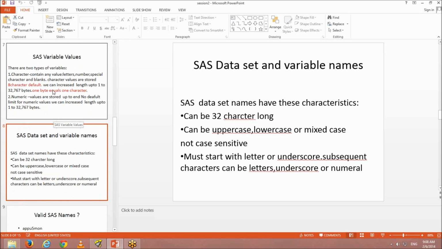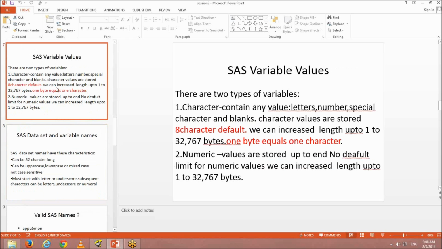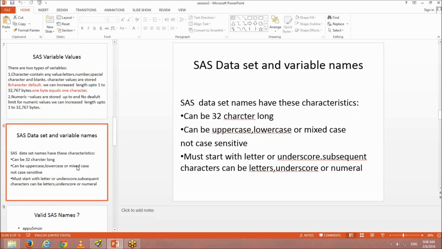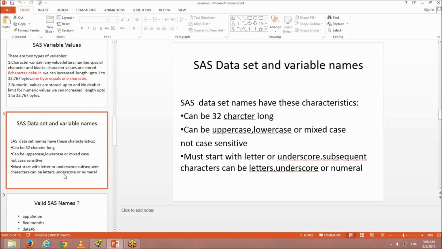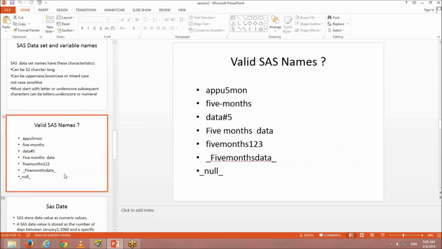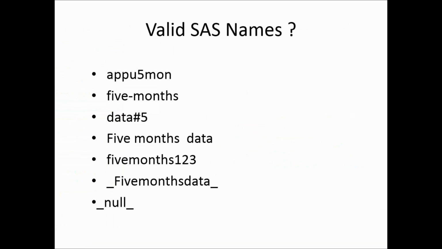See, I have done all those things. It can be up to 32,767 bytes or characters, and a SAS dataset name can be up to 32 characters long. It can be uppercase, lowercase, or mixed case also, not a problem. It must start with a letter or underscore to be an accepted name. So here is the test for you, just have a look and let me know.